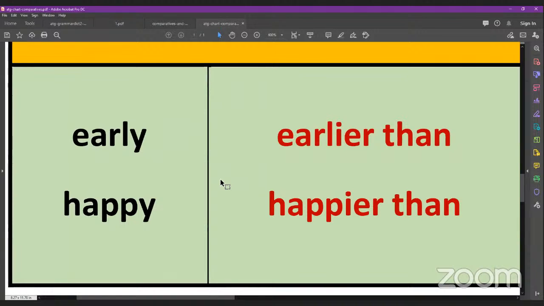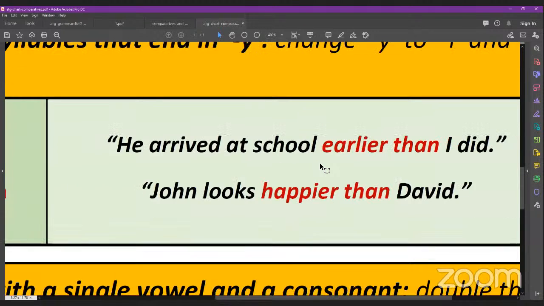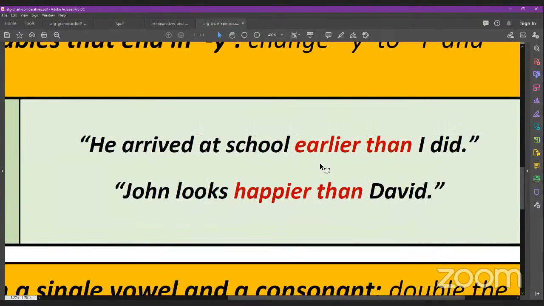For the comparative form, we drop the letter Y and we add the suffix -ier. Happy, happier than. Early, earlier than. Examples. He arrived at school earlier than I did. Second one. John looks happier than David.